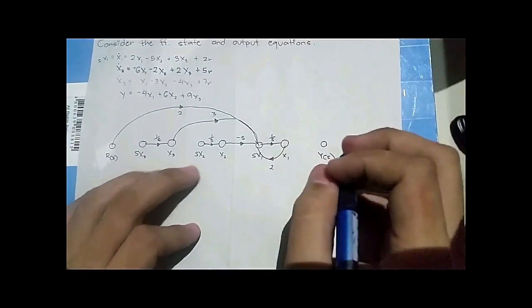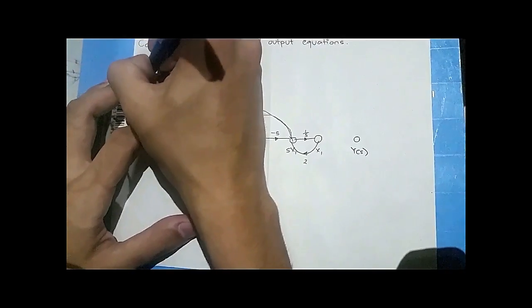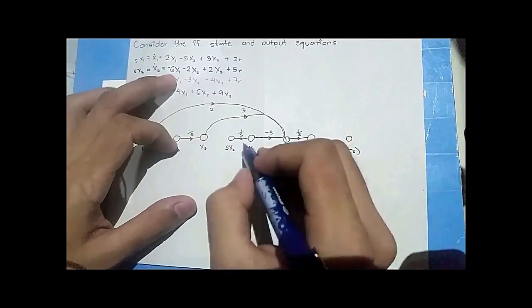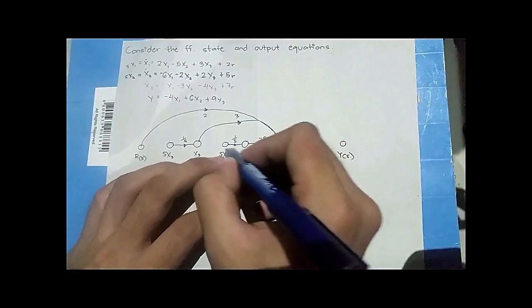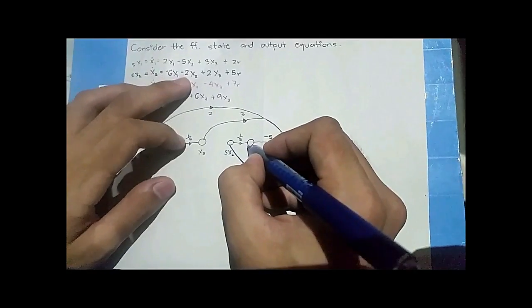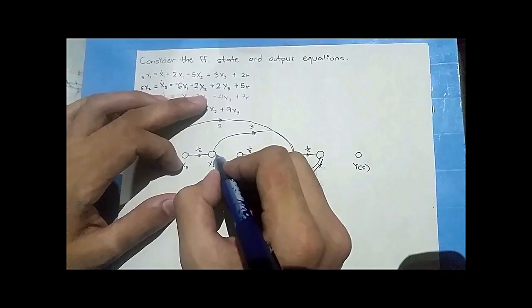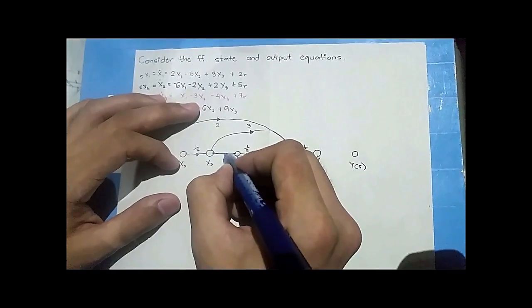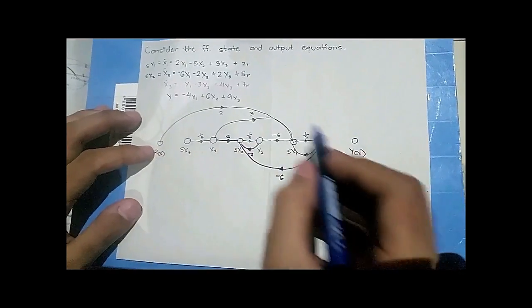In the second equation, we have to feed all the signals to S X sub 2. From X sub 1, there is a signal of negative 6. And from X sub 2, there is a signal of negative 2. And from X sub 3, there is a signal of 2. And from the input R(s), there is a signal of 5.